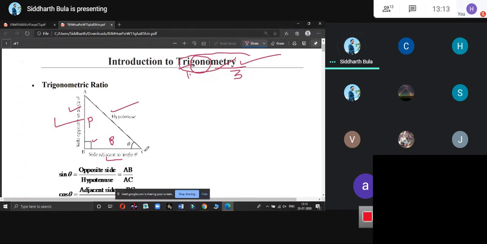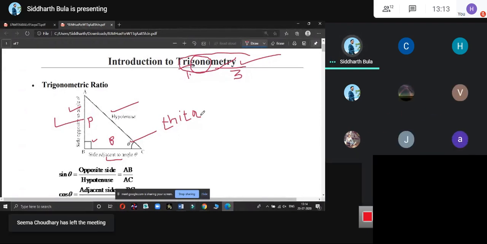What do we call this symbol? This symbol is known as theta. T-H-E-T-A. Theta. This is what we call this symbol. Remember this. This is theta. So now the trigonometric concept says that in a triangle where one angle is 90 degrees, the side opposite to the angle mentioned is always the perpendicular.